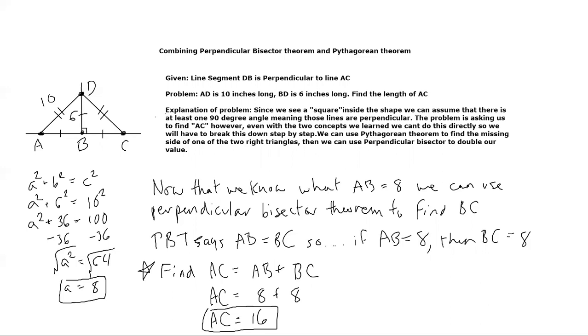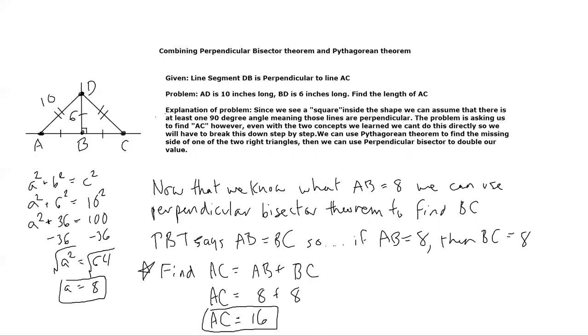Now, the problem says that AD is 10 inches long. BD is 6 inches long. Find AC. The objective of this problem is to figure out what that whole thing is. Now, if you notice, AC is broken up into segments AB and BC. And according to perpendicular bisector theorem, AB and BC are going to be the same thing. Why? Because they share B. So let's go ahead and undo that.